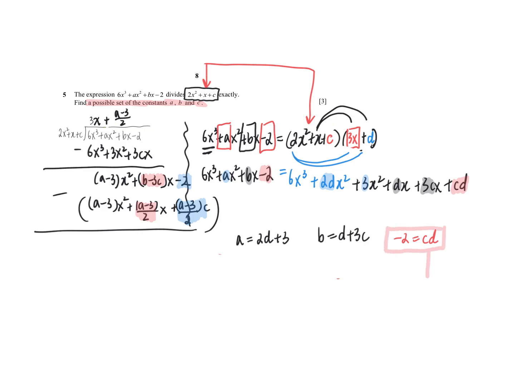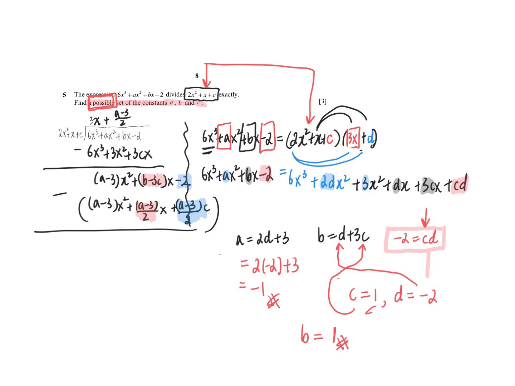That means I just let C be 1 for example. Then D must be minus 2. With this C and D value, I can find my B. They just want one possible set. There is no one solution. There are a million combinations you can come up with as long as the product is negative 2. So you put it in, then your B will become 3 minus 2, so 1. Okay, and then once you know your B, you can find your A, minus 1.